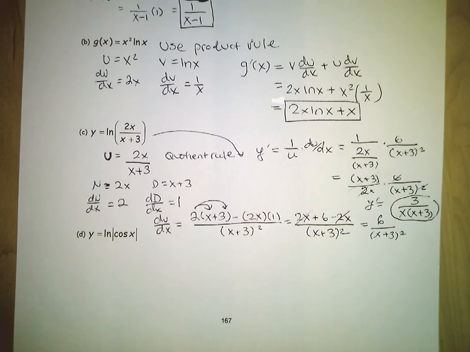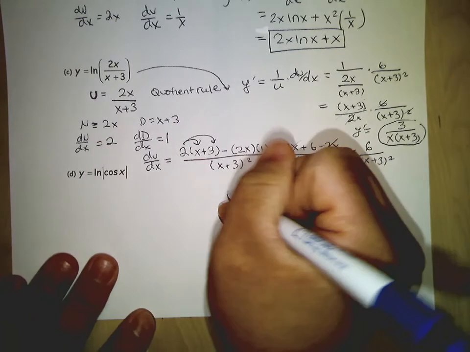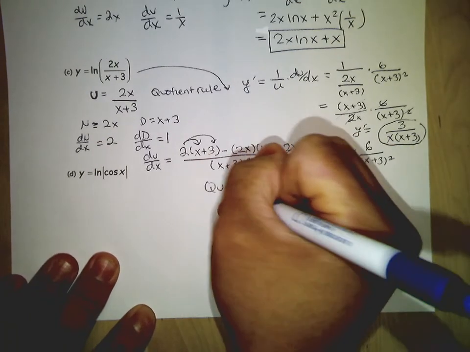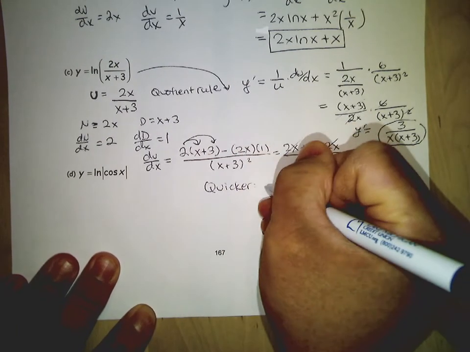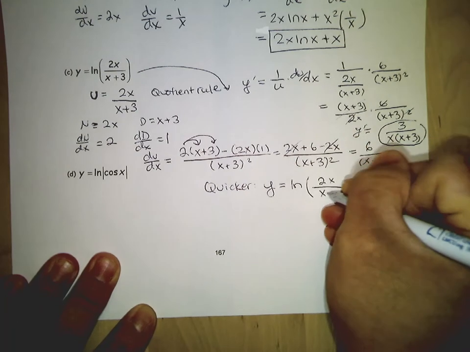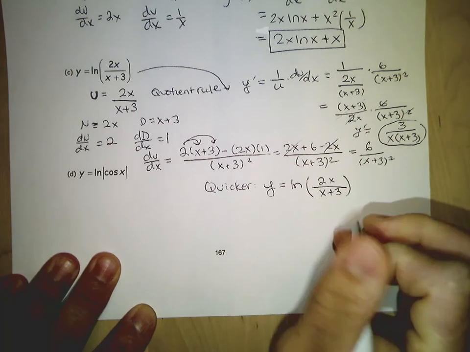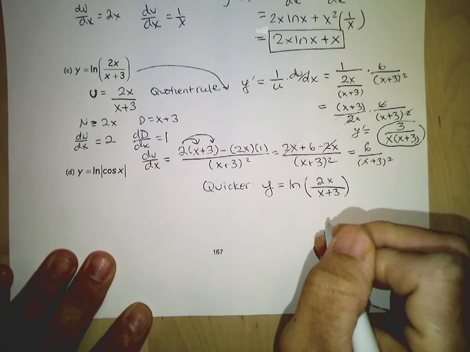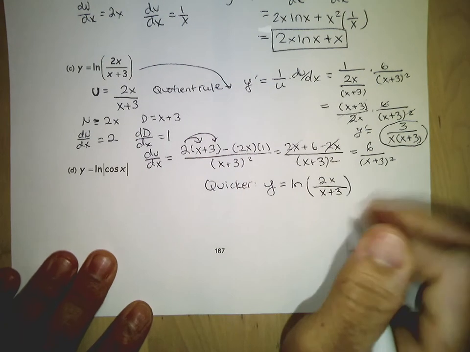Now, let me just be absolutely clear on this fact that this would have been a quicker way to find this derivative. y is natural log of 2x over x plus 3. I'm going to use the quotient rule for the logarithm first.